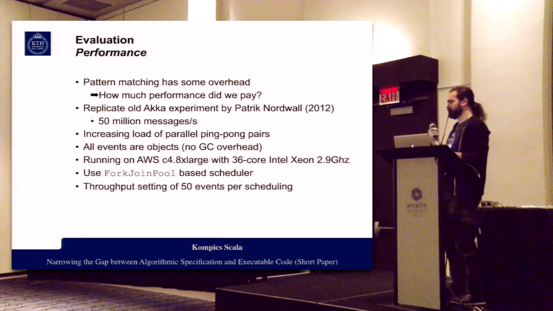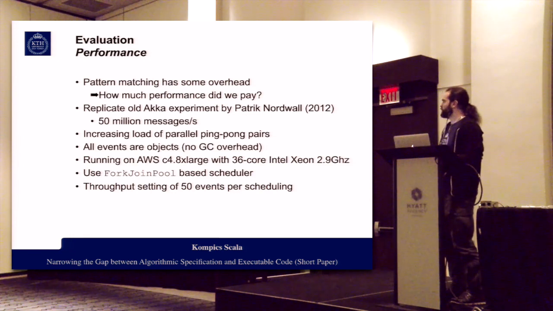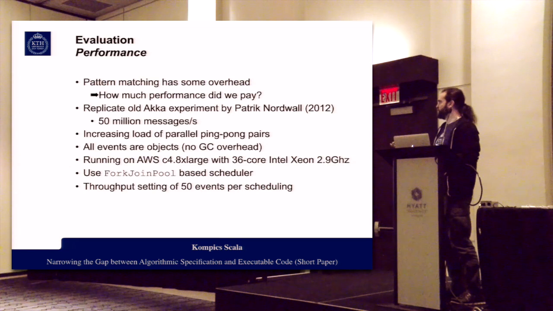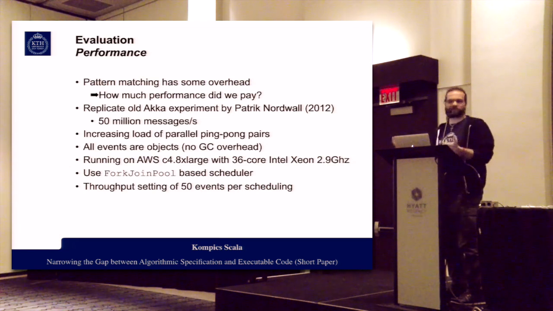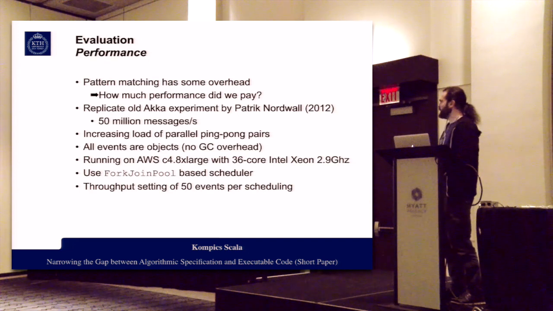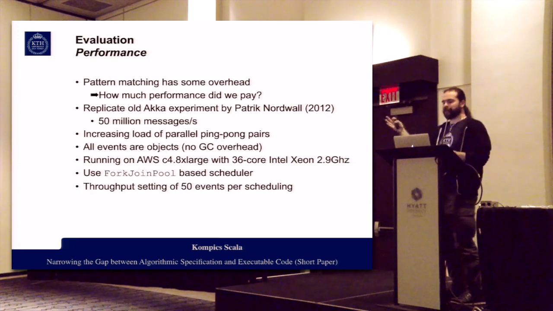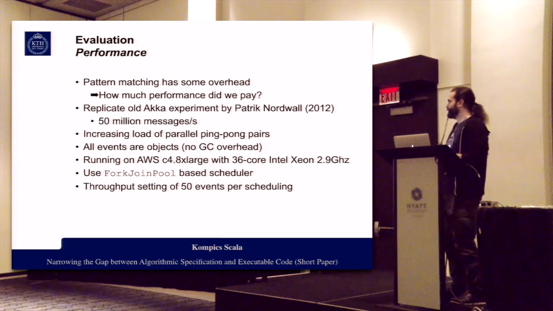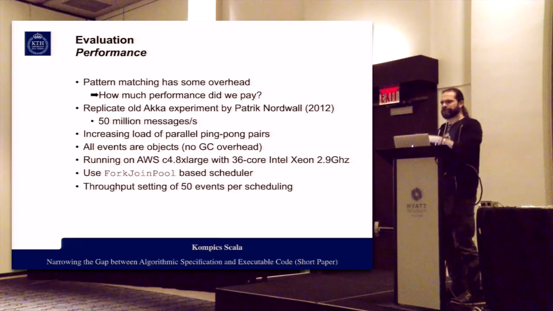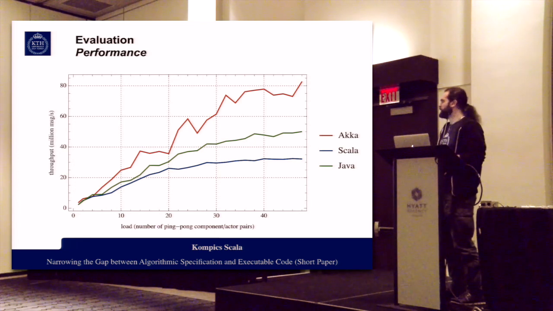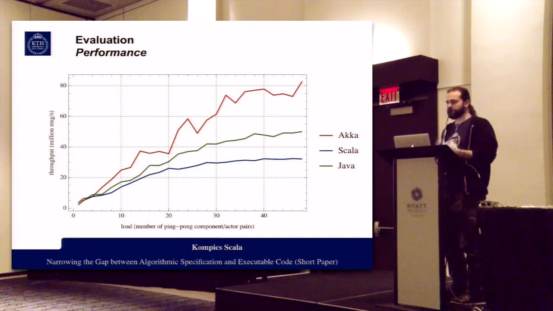And to figure that out, we replicated an old akka experiment by Patrick Nordwall, which back in 2012 got 50 million messages per second on akka, which was quite impressive. And the experiment is basically just increasing the load of parallel ping-pong pairs, right? Just sending ping-pong messages back and forth and seeing how long it takes you to do a billion of them or whatever. And the nice thing about this, all the messages are objects, so there's pretty much no garbage collection overhead by the messages themselves. And we ran this on AWS with a 36-core machine, both akka and Kompics using fork join pool schedulers with a throughput of 50 events.